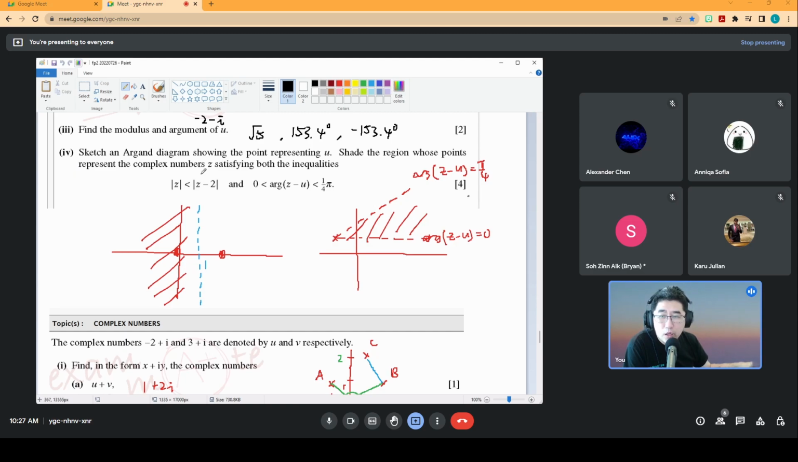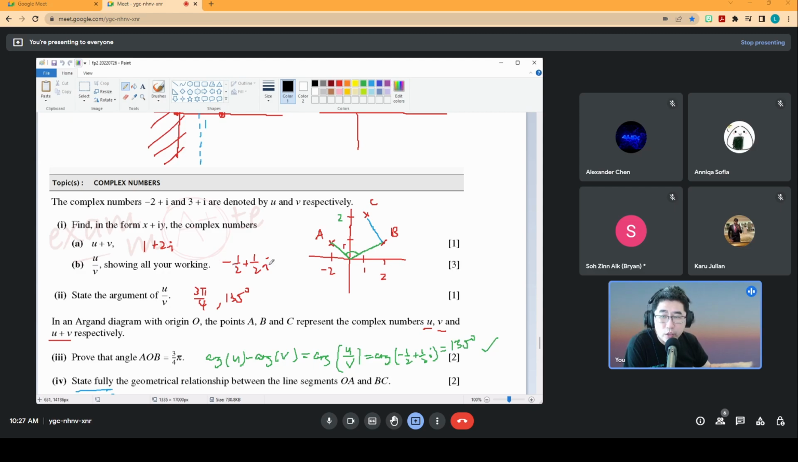Then they want us to state the region whose points represent the complex numbers satisfying both inequalities. So in the end, we didn't complete the question. We have to combine these two and find the common region in between.